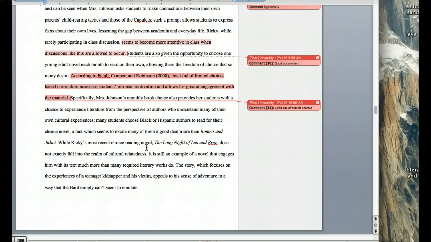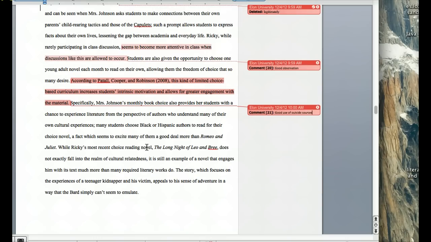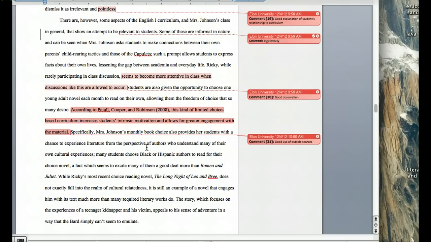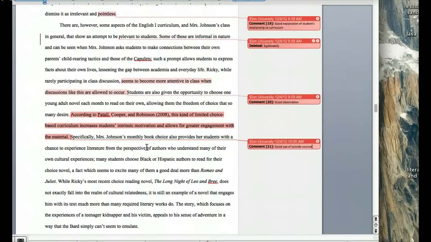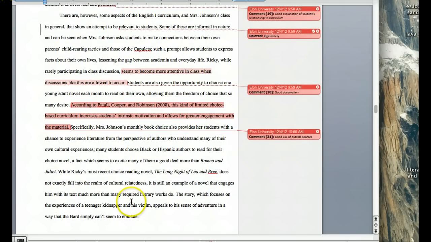So in general, the initial sections of this paper have done a good job of establishing the context and discussing curriculum and the student's perspective on it. There's regular connections to the student, and I would say probably the main improvement that needs to be made at this point is some more direct quotes from Ricky himself.